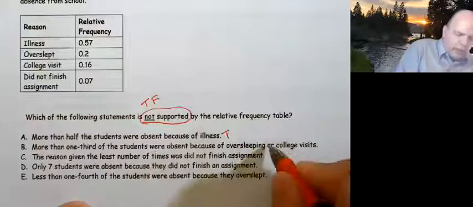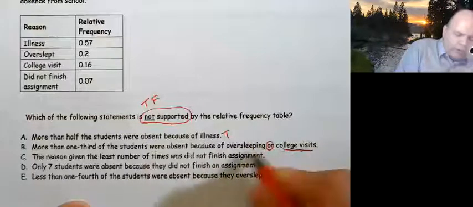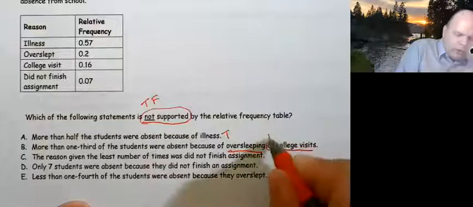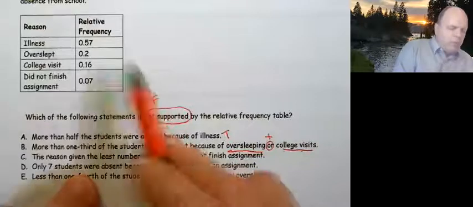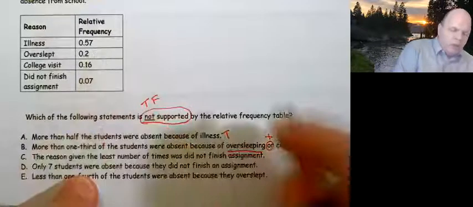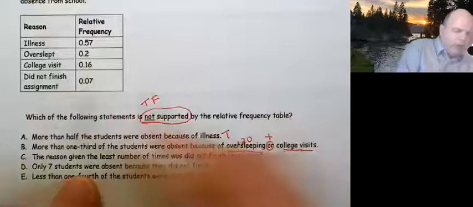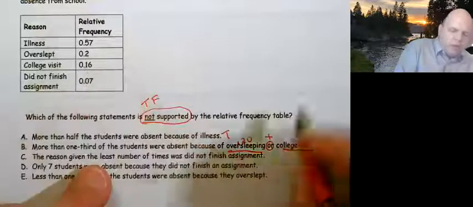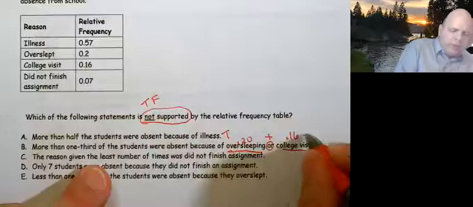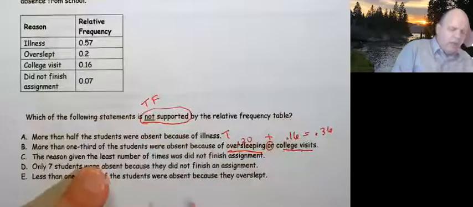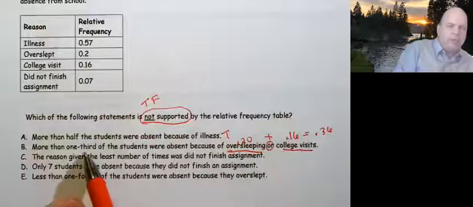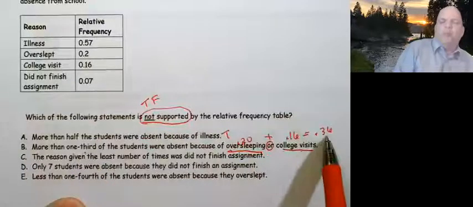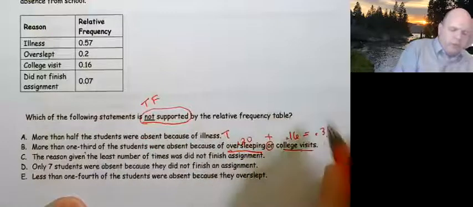Were absent because of oversleeping or college visits. Ooh, this is tricky. Or means add. So 20% overslept, 16% college. So this adds up to 0.36. And it's like, yeah, they said more than 1/3. 1/3 is 0.333. That's bigger than 1/3. So this is also true.